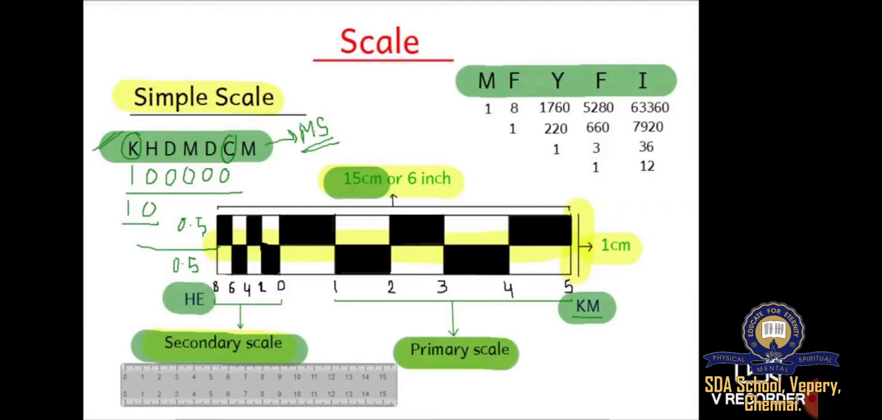The distance between any 2 points on a map measured along a straight line is called a map distance. The distance between the same two places on the ground measured along a straight line is called the ground distance. The ratio between the map distance and the ground distance is called the scale of a map.